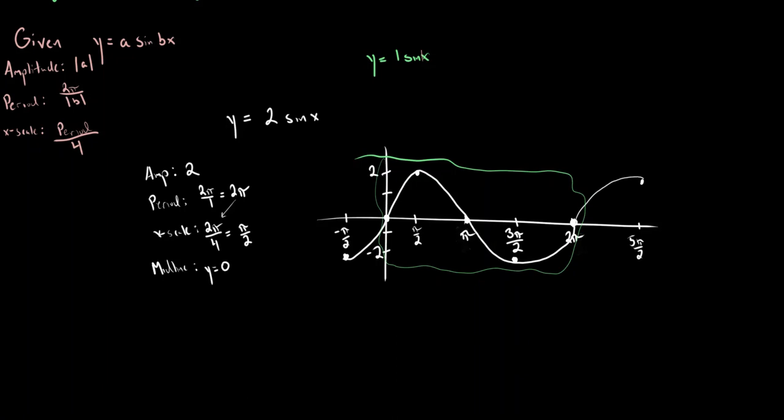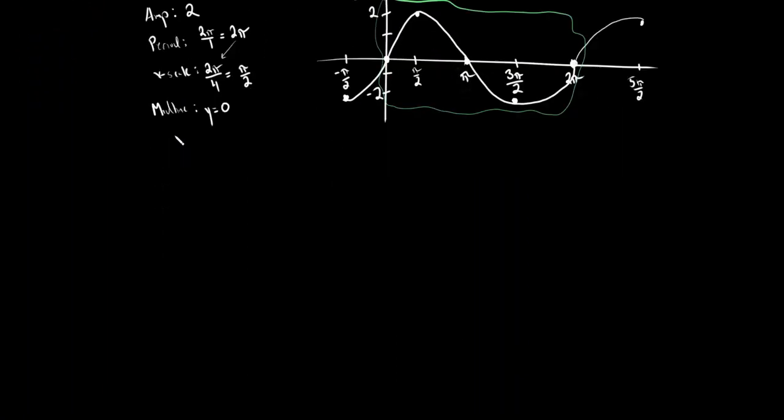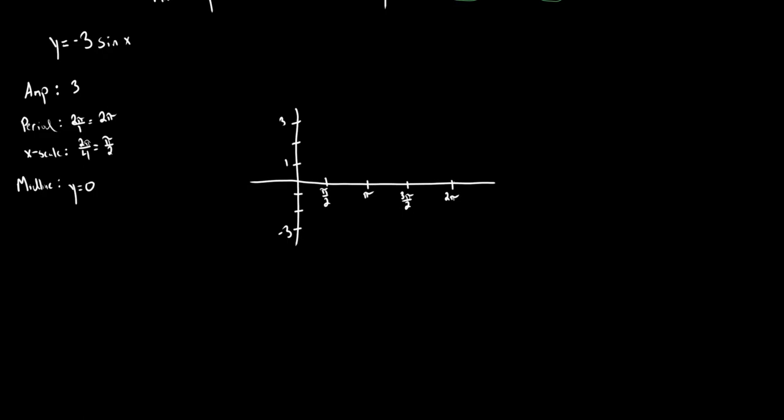I'll go ahead and take a look at one more with you guys. So let me go ahead and get some space here. Let's say we get something like y equals negative 3 sine of x. Okay, now pause the video and try this one out. Okay, so hopefully you tried this one out. Now, the amplitude would end up being 3 because it's always the absolute value of a, and the absolute value of negative 3 is 3. Now that's going to tell me that I need to go 3 above and 3 below my midline to hit my maximums and minimums.